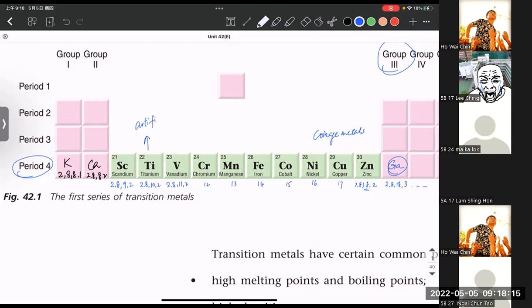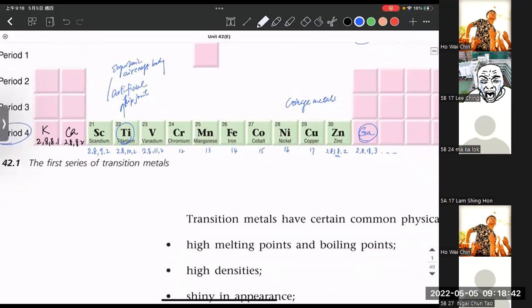A titanium alloy, right? Super aircraft body or artificial hip joint. Have you ever heard of that? So you use titanium. So supersonic aircraft body. So you may find this, right? To name a few, right? You may have heard of more usage of that.